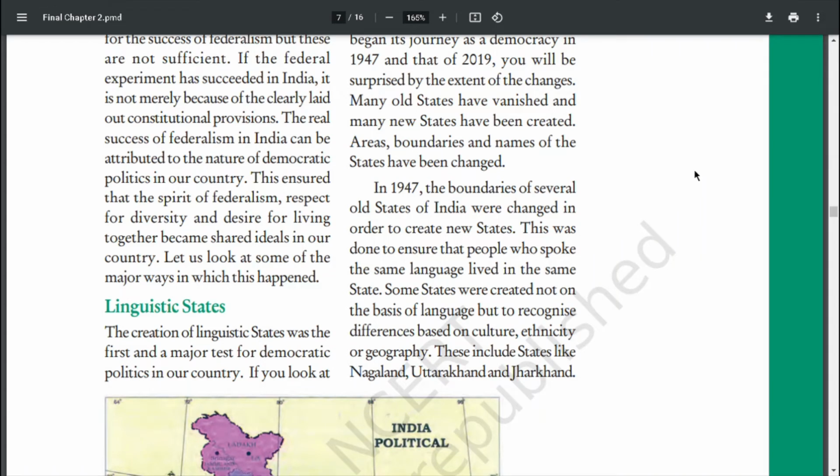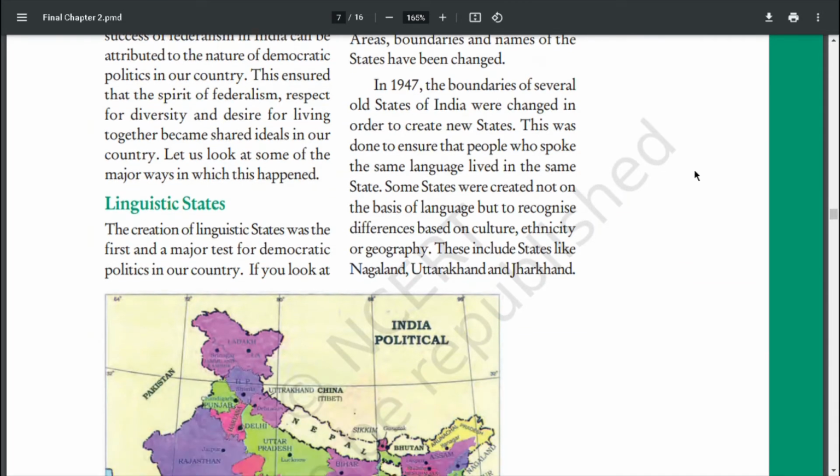In 1947, the boundaries of several old states of India were changed in order to create new states. This was done to ensure that people who spoke the same language lived in the same state. Some states were created not on the basis of language but to recognize differences based on culture, ethnicity, or geography. These include states like Nagaland, Uttarakhand, and Jharkhand.